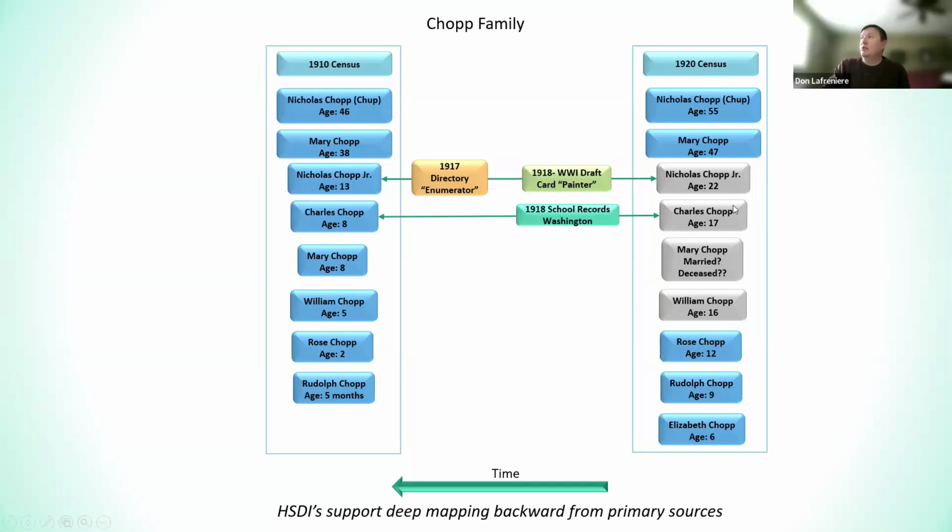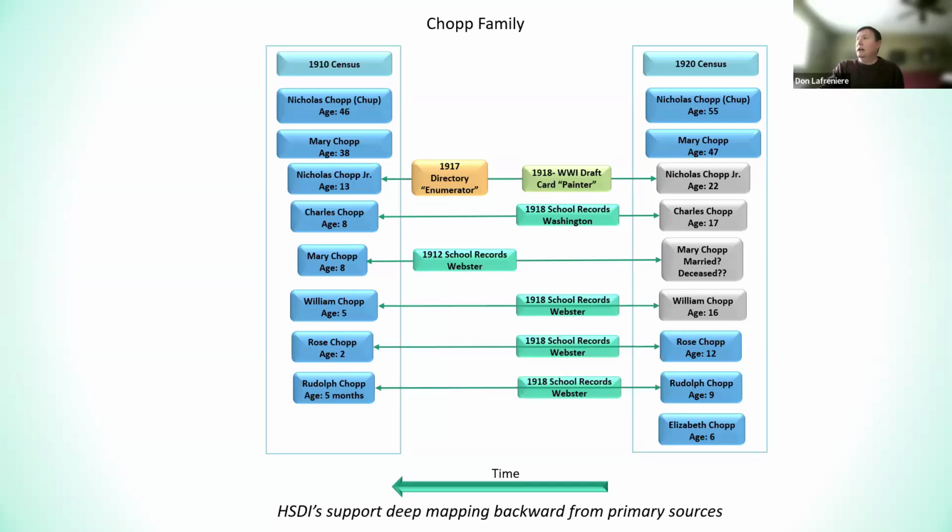Charles, we can follow through school records that he was in the Washington school 2 years prior to the 1920 census. Okay. Mary, the daughter, we find in the school records in 1912, but we don't see her in 1920. She could have gotten married. We know following married women can be challenging without a marriage record. Maybe she passed away, we don't know. And we can do the same thing with some of the other siblings and follow them across time.